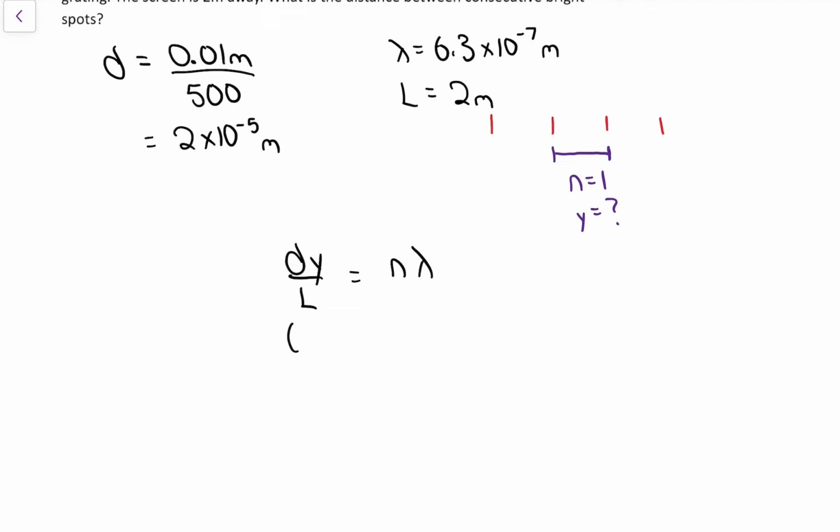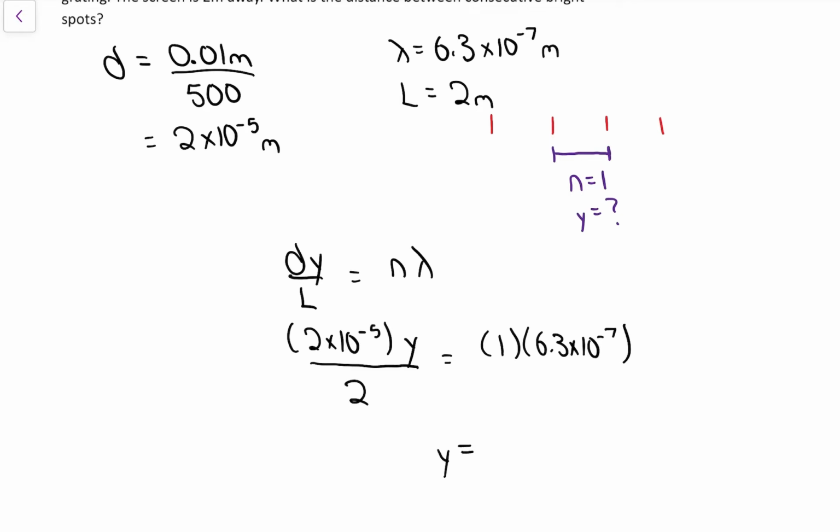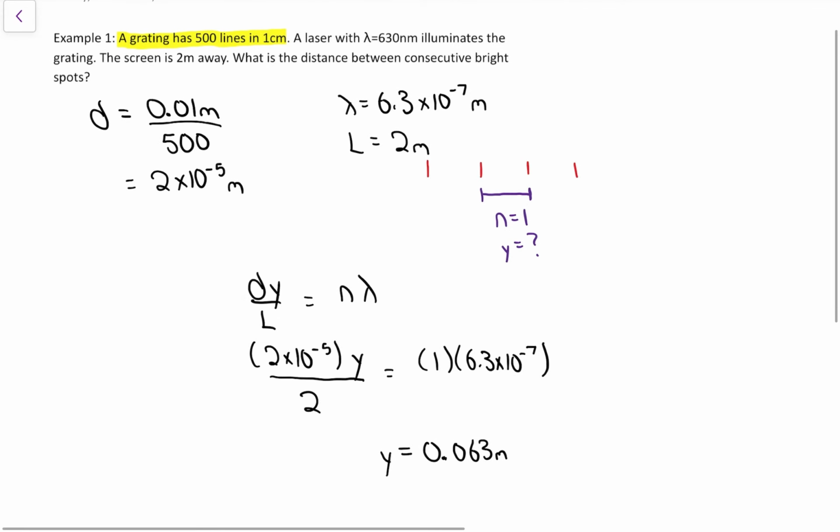Now it's just a matter of grinding out and finding the y. The d after our division was the 2 times 10 to the negative 5 number. The L was given as 2. Since we're bright to bright, the n equals 1, and the lambda, nice shade of red, is 6.3 times 10 to the negative 7. Doing the math on that, I get y equals 0.063 in meters, or if you wanted to, 6.3 centimeters. That is how we're going to tackle a grating question. It's really just that extra step.